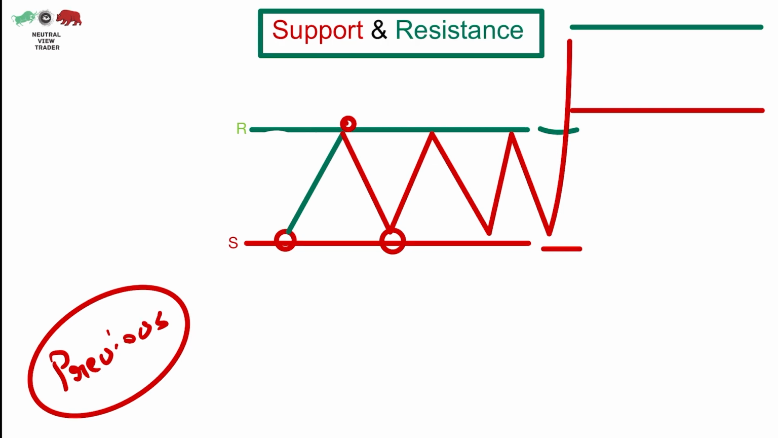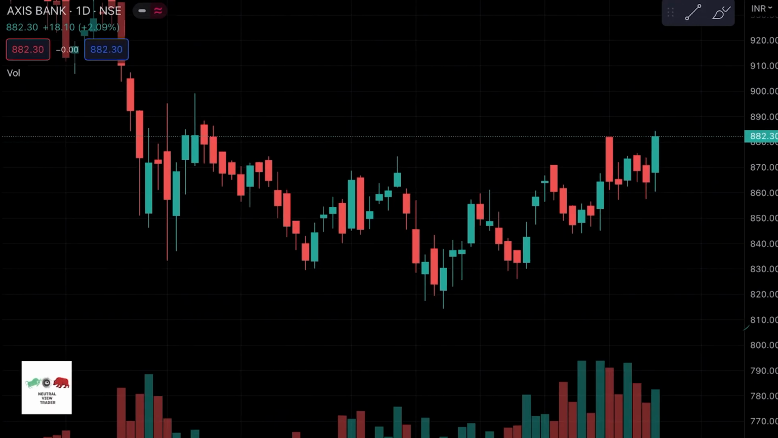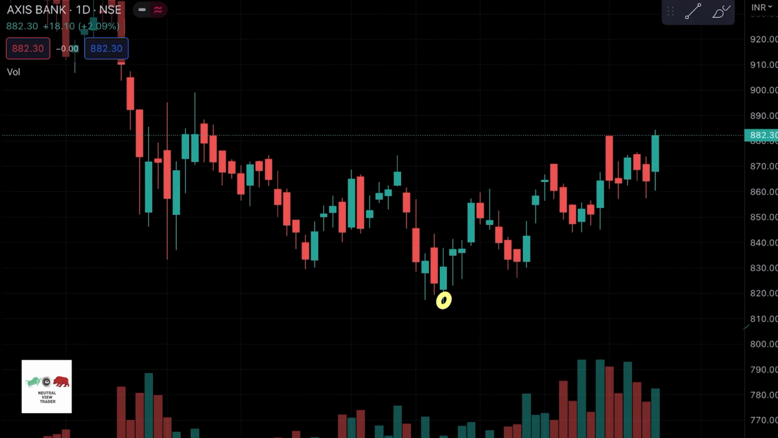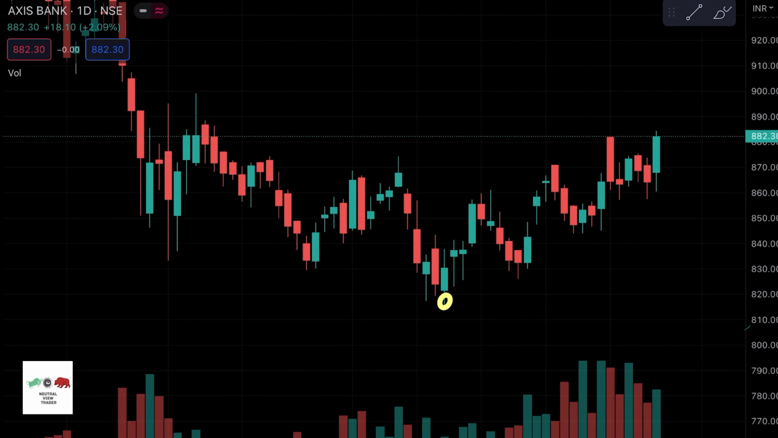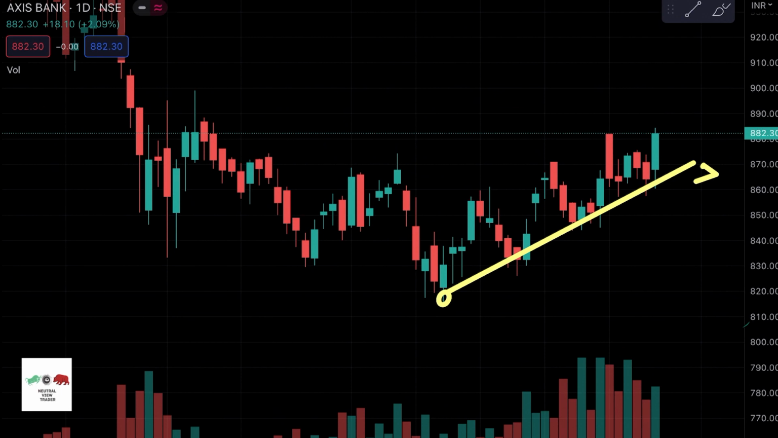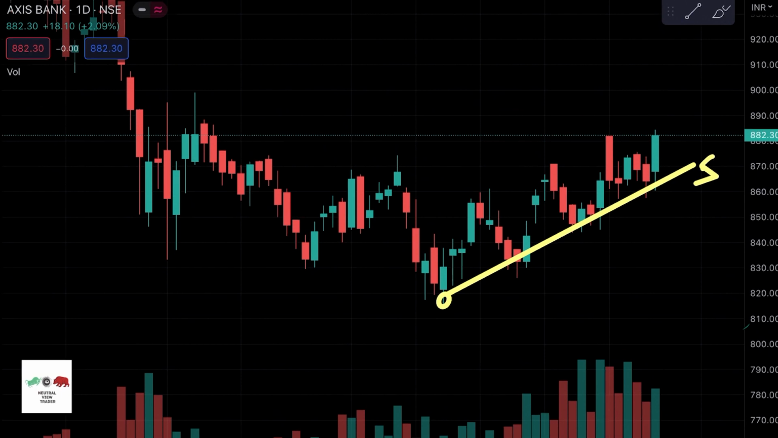To understand this concept in detail, let us look at the Axis Bank chart. If you notice in this chart, this particular point will act as a supporting line, where we can clearly draw a line and name it S, which represents the supporting line, and the above line will be the resistance zone. Let us connect these particular dots, and the above line will be the resistance zone.